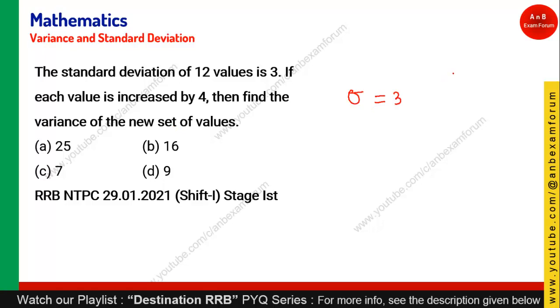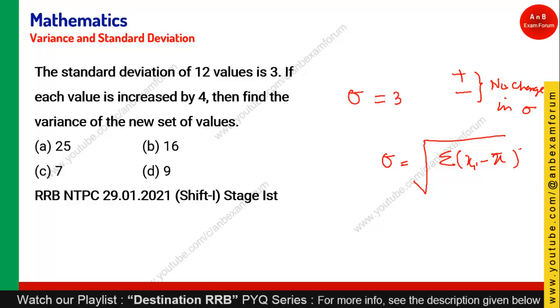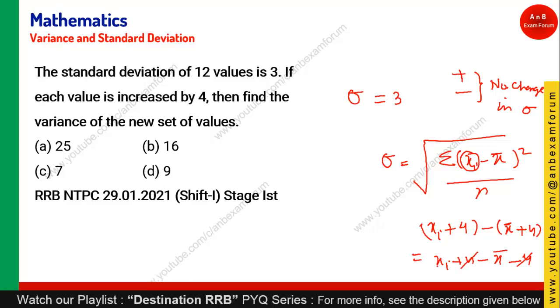Remember, student, whenever the values are increased or decreased, there is no change in sigma, that is standard deviation. You can ask me why. A very simple one, I can tell you easily. As you know, standard deviation is based on xi minus mean, and this is the formula. If each value xi is increased by 4, then as you know the property of mean, the mean will also be increased by 4. If you solve it, it comes out to be xi plus 4 minus x bar minus 4. So this plus 4 minus 4 gets cancelled, and you have the same standard deviation that you got before increasing each value by 4.